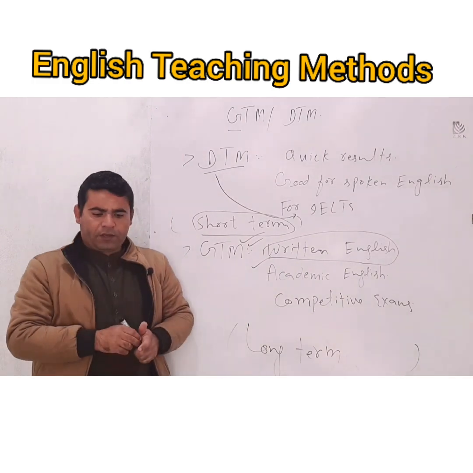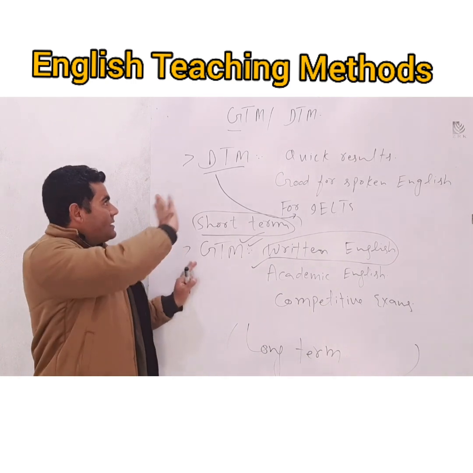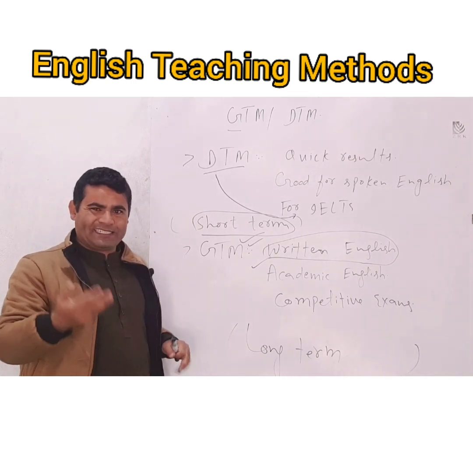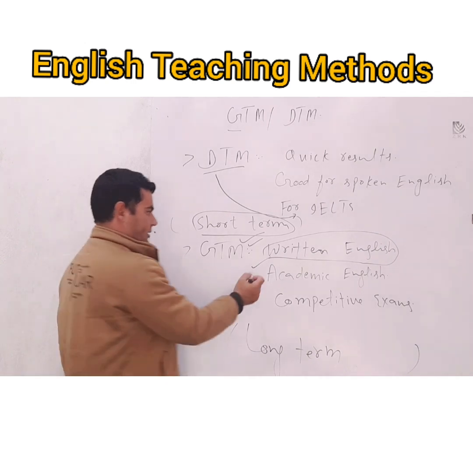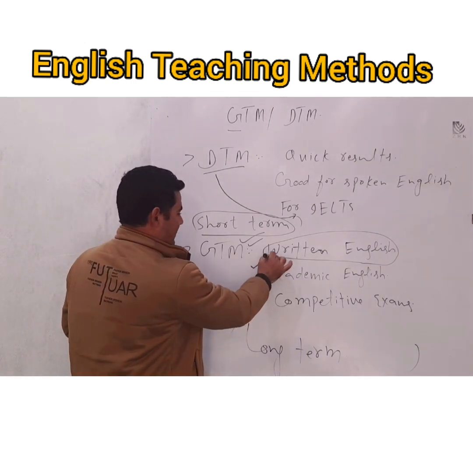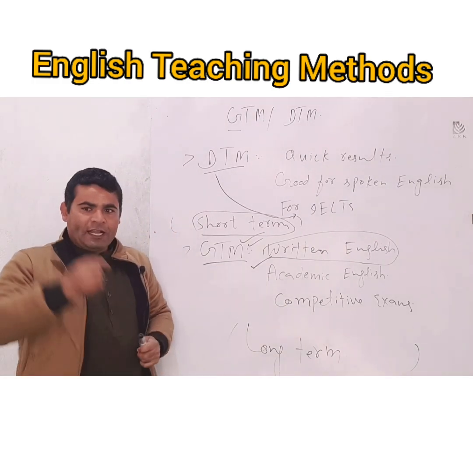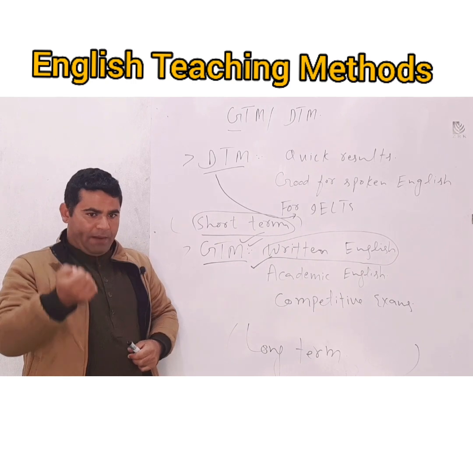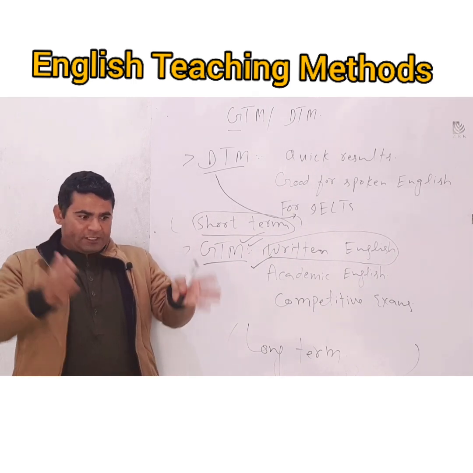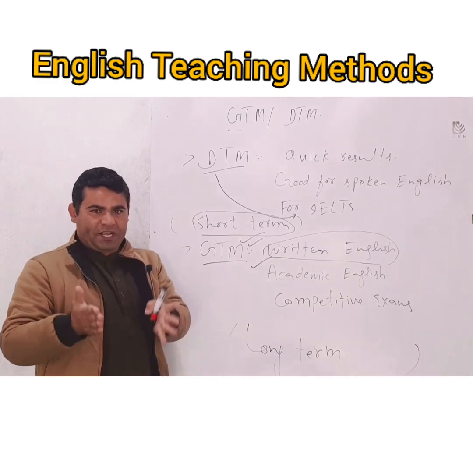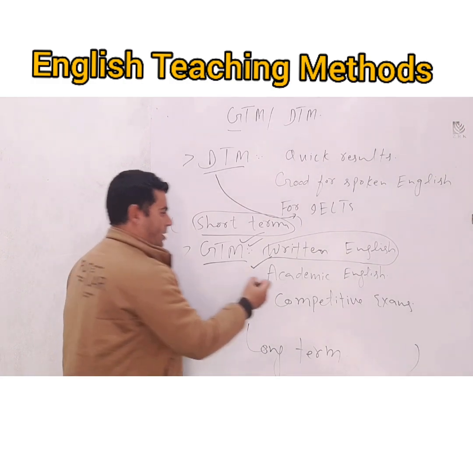Now, for example, you are appearing in an exam, so DTM is not good for you, because DTM mostly deals with speaking, and exams are mostly written. So for academic English, GTM, grammar translation method. Grammar translation method means that you study grammar and you're not too much concerned with speaking, but you study sentence structure, parts of speech, and these kinds of things. So that's very good for academic English, for competitive exams as well.